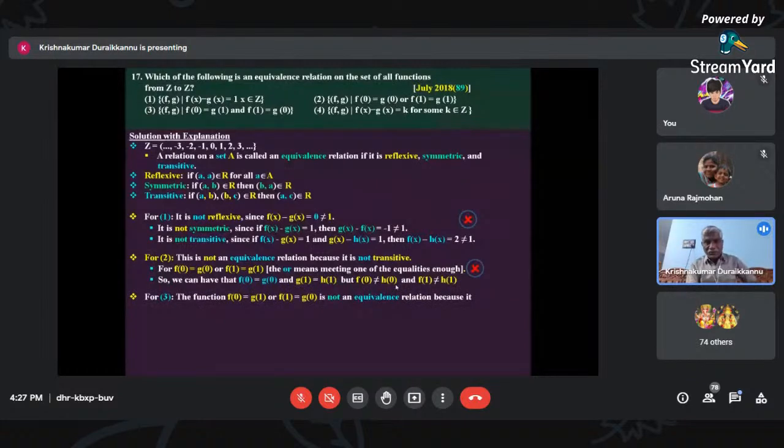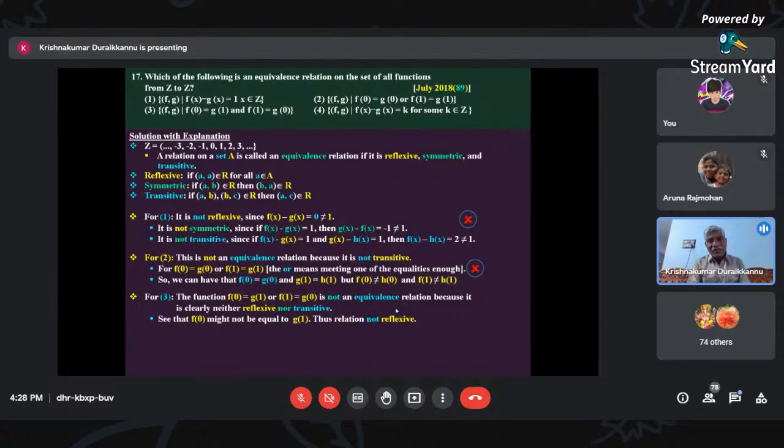So that it is not transitive. Option 3: f of 0, g of 1, and f of 1, it is not reflexive. It is not an equivalence relation because it is clearly neither reflexive nor transitive. That means f of 0 equal to g of 1.